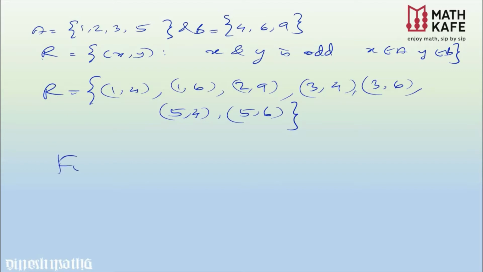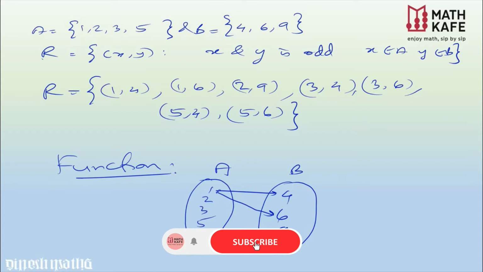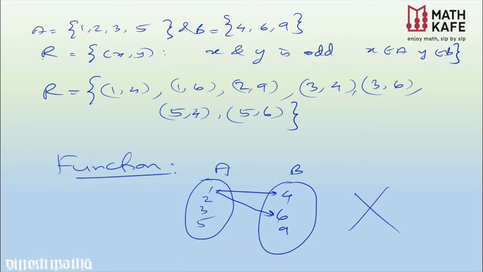Now what could be a function? A function is a special kind of relation such that every element in the first set should have a unique image in the second set. Whatever element you take from the first set, say 1, 2, 3, 5, and here you have the second set B as 4, 6, 9, every element in the first set has exactly one image in the second set. Such a relationship is called a function. If you notice here, the element 1 has two different images, so it is not a function. Simple thing.